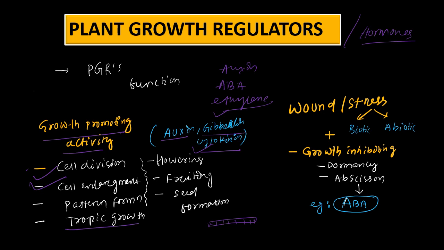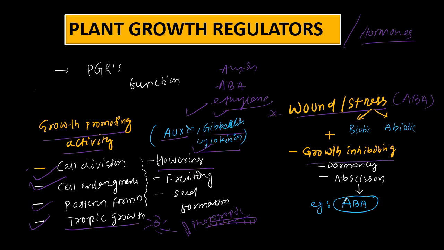Tropic growth. What is tropic growth? Tropic growth means, in one case, the plant grows towards light, known as phototropic. So tropic means towards any condition. Another is flowering, fruiting, and seed formation, which are also helped by these hormones. And another is wound and stress tolerance. One of the stress tolerant hormones is called ABA.